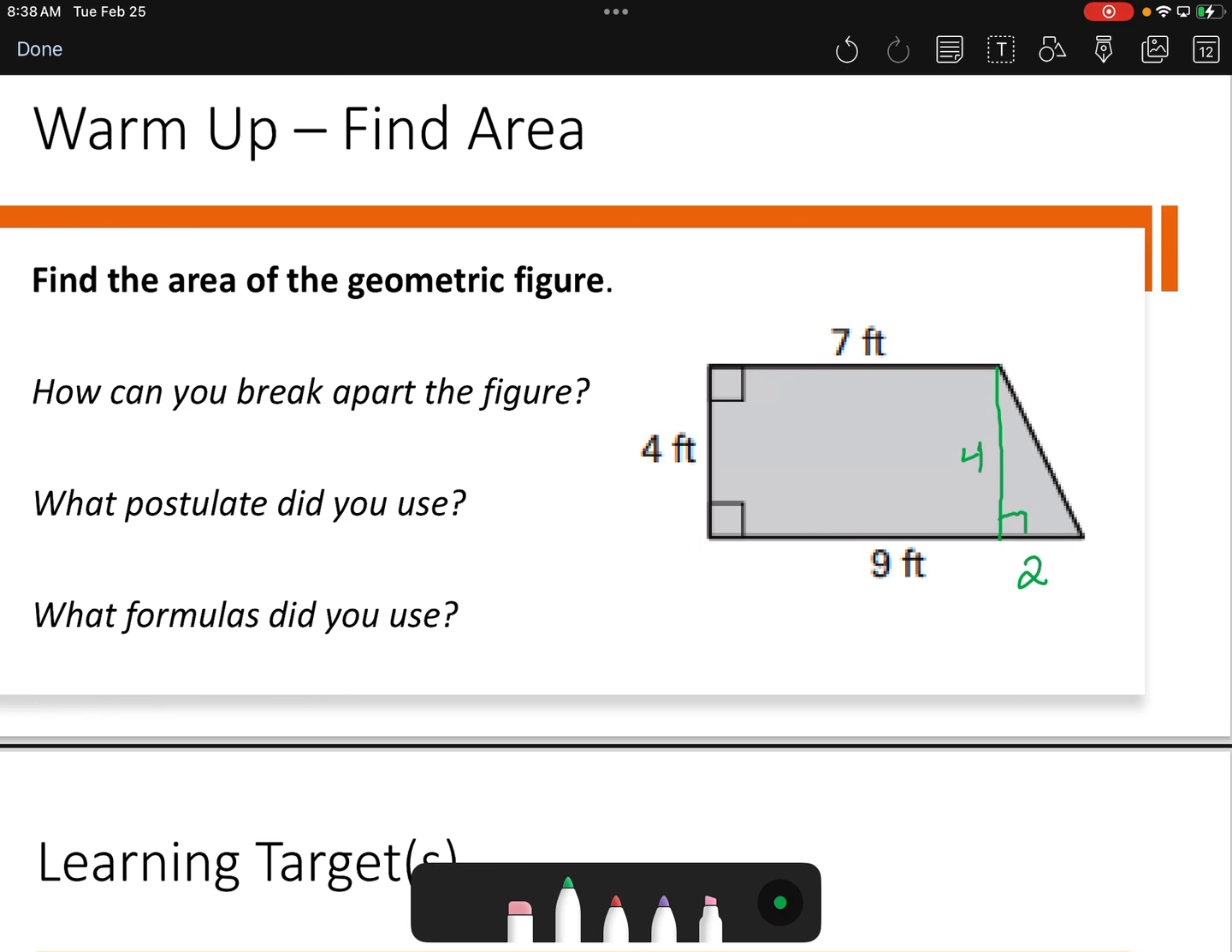Next, we got our rectangle. 4 times 7 is what? 28. Okay, what's 28 plus 4? So the area of this figure is 32 feet squared. We didn't have to use a calculator.